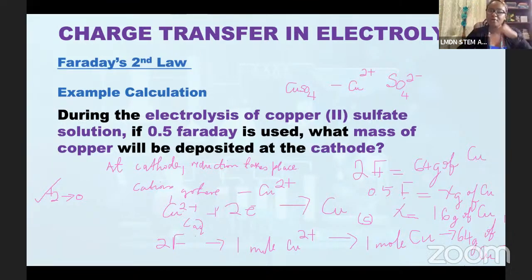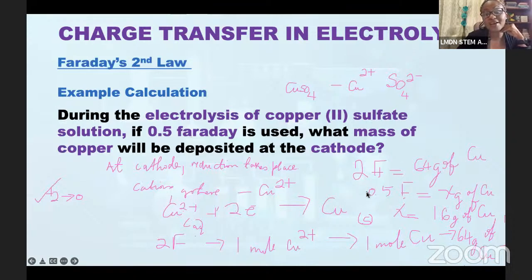So essentially, when we distill this down, 2 Faradays is just going to get us 64 grams of copper. 2 Faradays gets us 64 grams of copper. But we don't have 2 Faradays. We only have 0.5 Faraday. That's what the question told us.